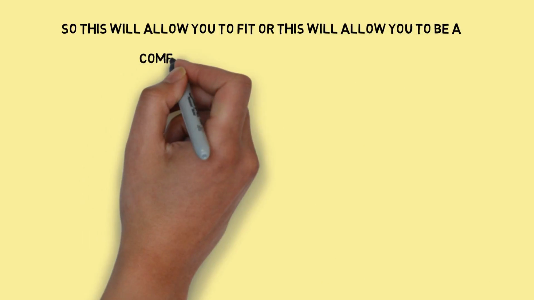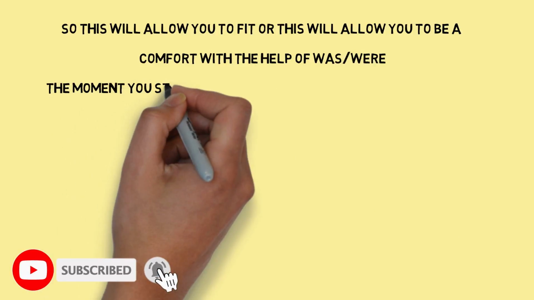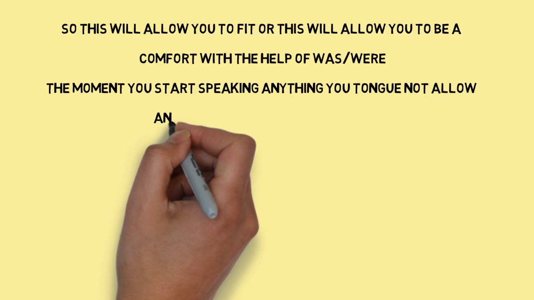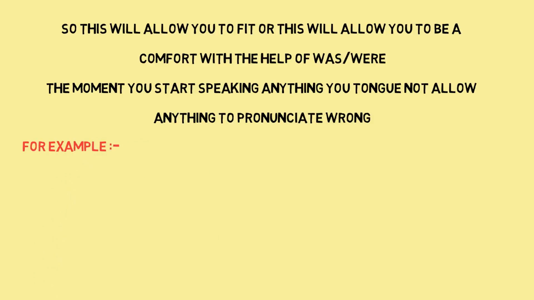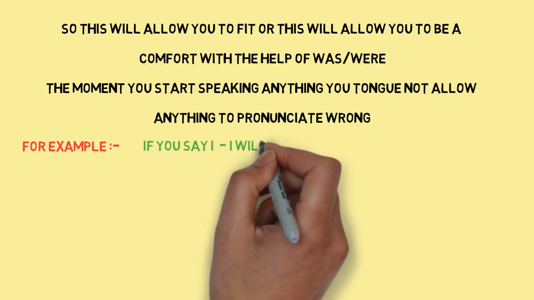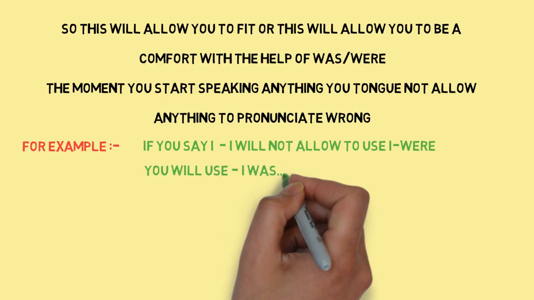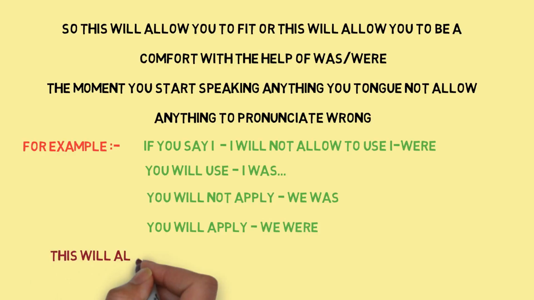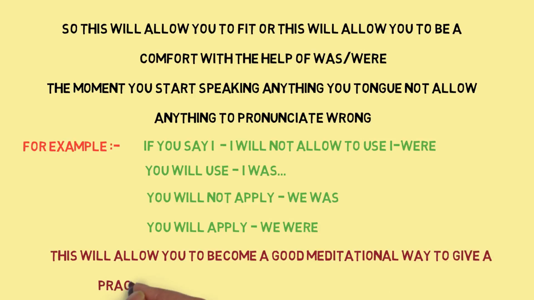So this will allow you to be comfortable with the help of was, were, and the moment you start speaking anything, your tongue will not allow anything to be pronounced wrong. For example, you will not say I were, you will use I was. You will not say we was, you will say we were. So this will allow you to become a good meditational way to give a practice to your tongue with the help of was, were.